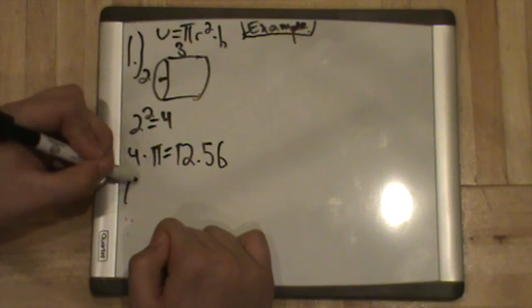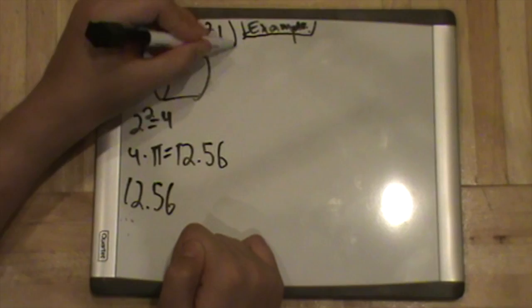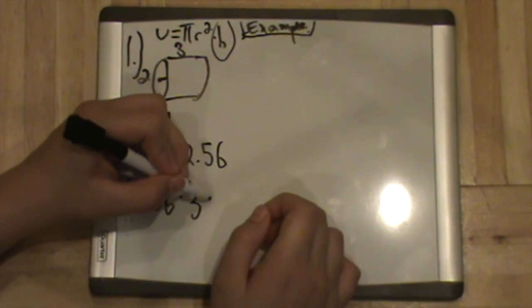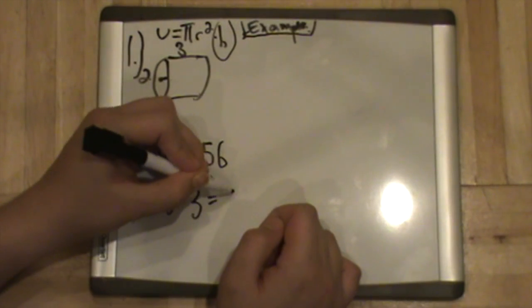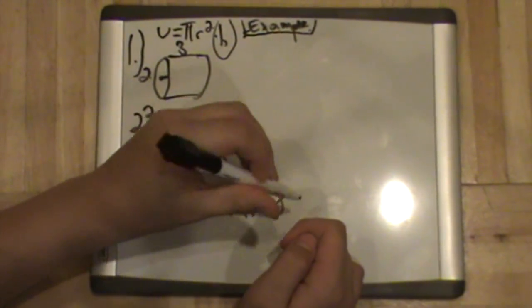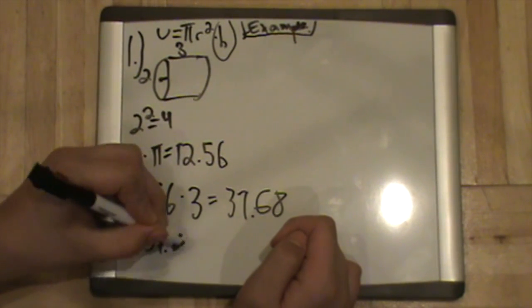And then once we have our 12.56, we multiply it by the height, which is 3. And that'll give us 37.68. So our answer is 37.68.